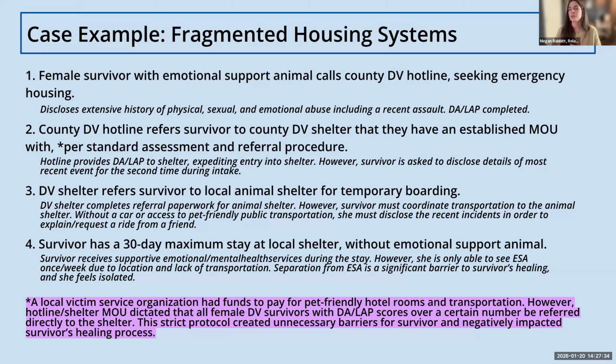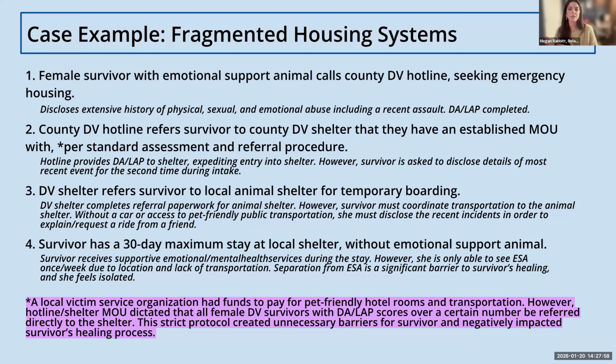Now, the survivor has a 30-day maximum stay at the local shelter without the emotional support animal. So they receive supportive emotional and mental health services during their stay. However, she is only able to see the emotional support animal once a week due to the location and lack of transportation. Separation from the ESA is a significant barrier to survivors' healing, and she feels isolated.